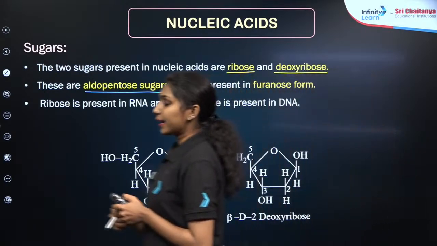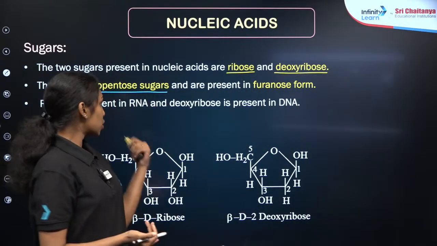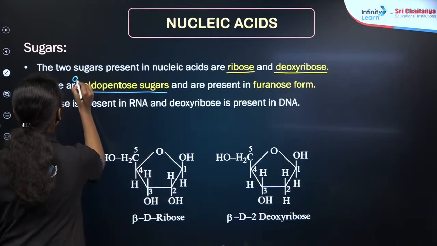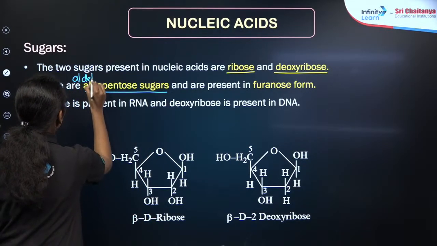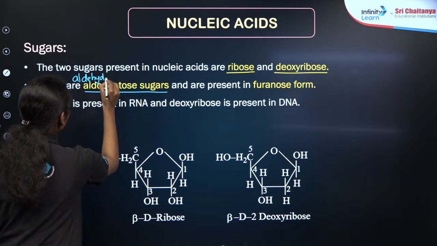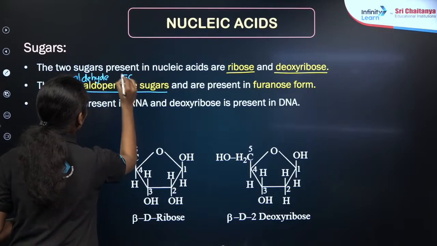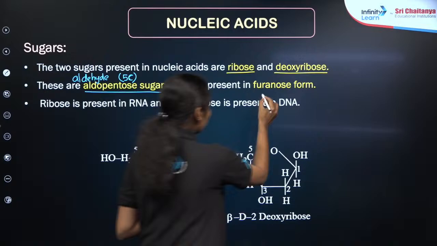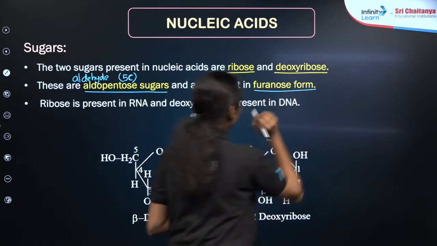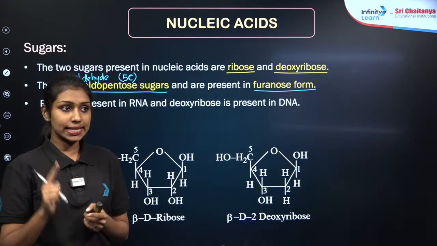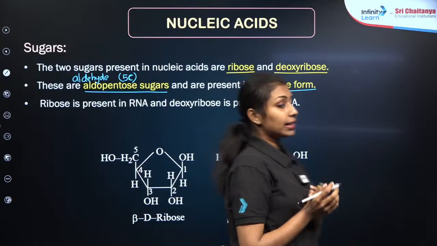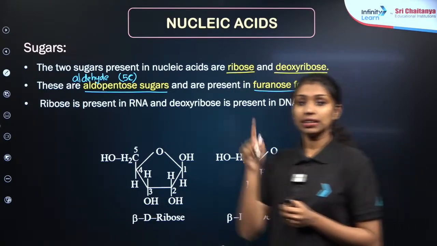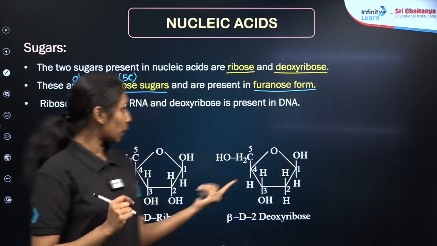Aldo stands for aldehyde, which means that this particular sugar contains an aldehyde group as a functional group. Then pentose stands for 5 carbon sugar. And it is also present in the furanose form. While we were discussing fructose and the carbohydrates, we already discussed the structure of furan, right? The pentose sugar having an oxygen atom is known as the furan structure.